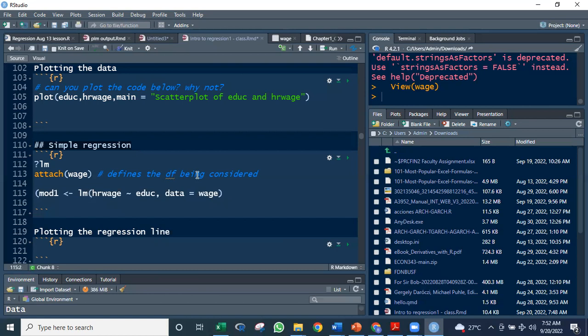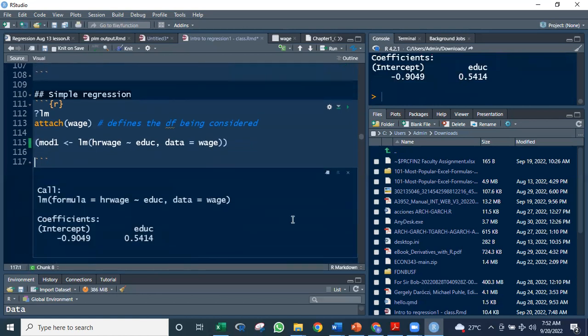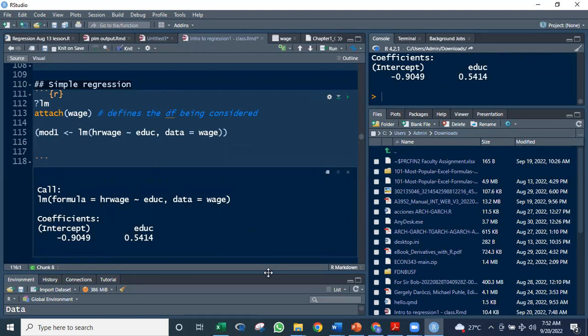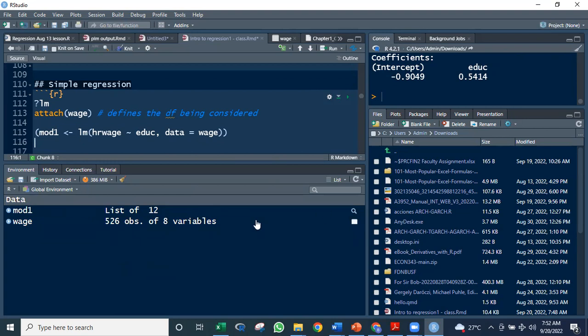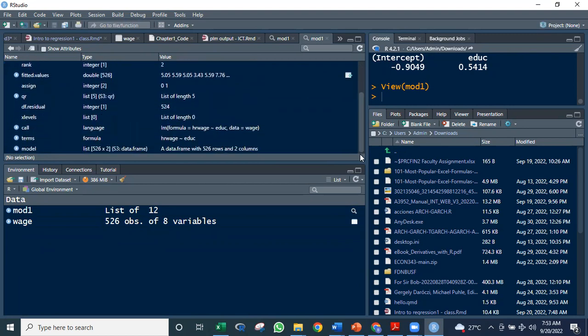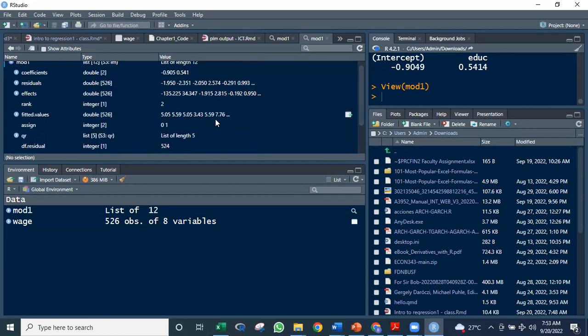Now, if we put this in parentheses, which we didn't do last time, it will give us a summary of the output. Control Enter. There, it will just give us the result, the intercept and the education. But it's not a complete output. If we want to know more about mod1, you can take a look at this one here, mod1. If I click this, then it will give us the contents of mod1. It's a list. It contains the coefficients. These are the two coefficients, negative 9.05 and 0.54, which we discussed last time. Also the residuals, then the effects, then the fitted values, and some other elements that we can find in mod1.